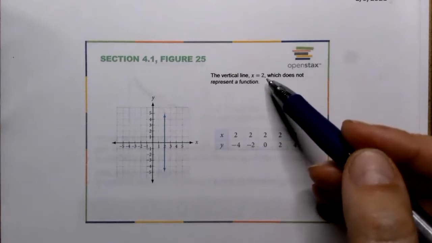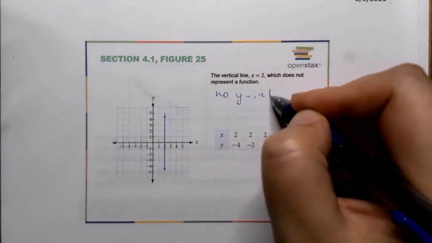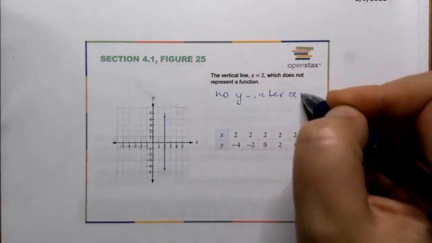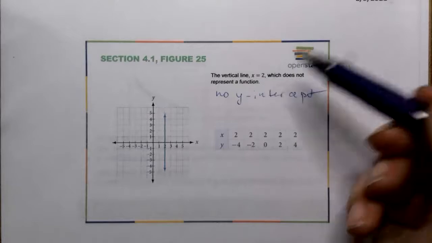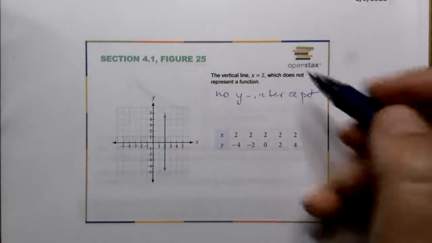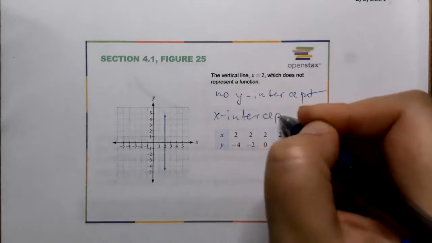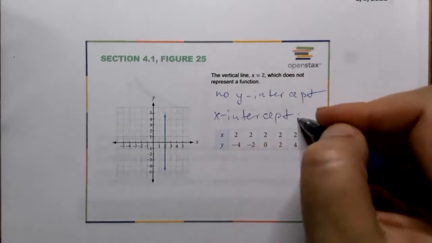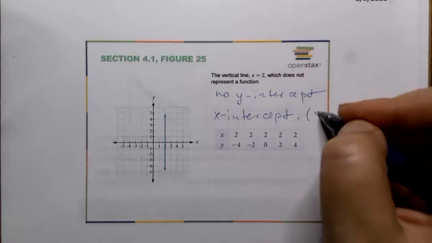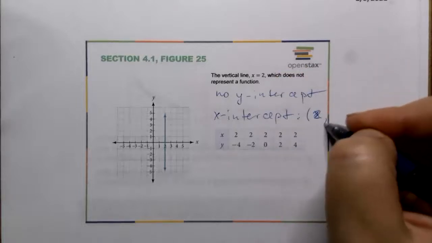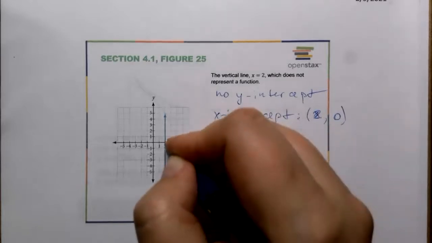It doesn't have a y-intercept, so no y-intercept. It only has the x-intercept, and the x-intercept is the same as the equation, x equals 2, except it's going to have the y-coordinate. It's a point that involves the y-coordinate of 0. So we're going to have x equals 2, and the y is 0. So that's the point right here.